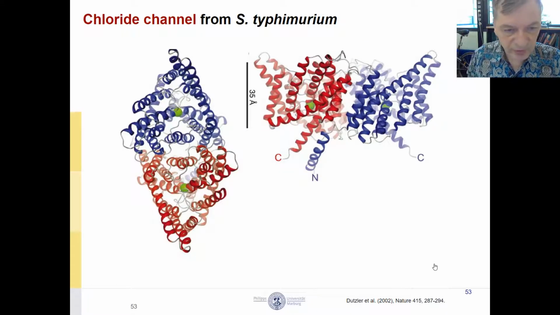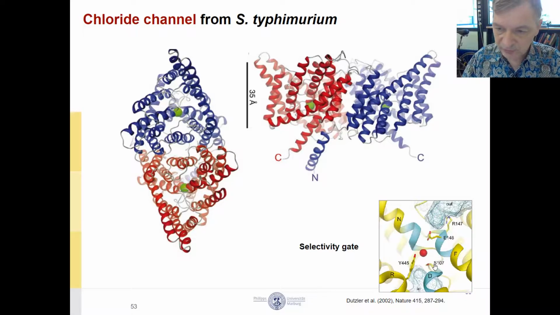There are also other channels existing, like the chloride channel. We need chloride anions, clearly. Chloride channel here in this case from a bacterium. Actually, this is not a channel at all. Actually, this is a transporter, because this protein has a selectivity gate here. And when you see in the selectivity gate, here's the water apparently, there's no continuous passageway for a chloride ion to pass here from this arginine 147 to the other side to get in. So a conformational change has to occur at this position.